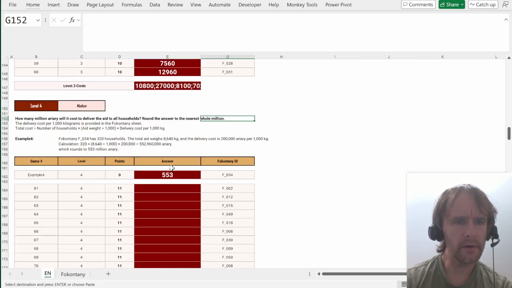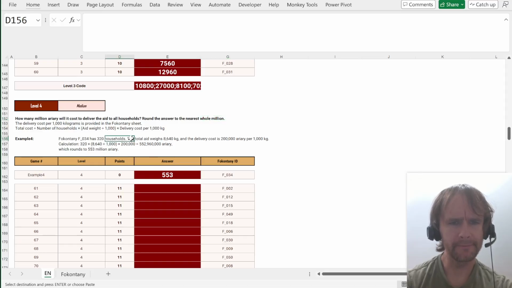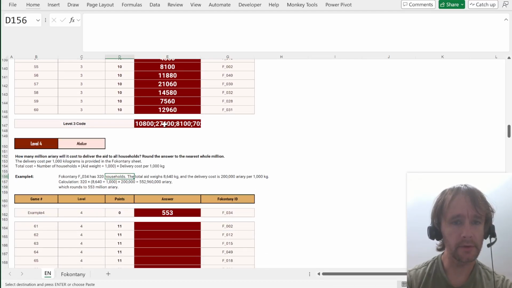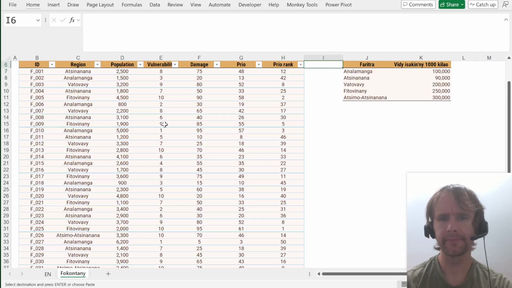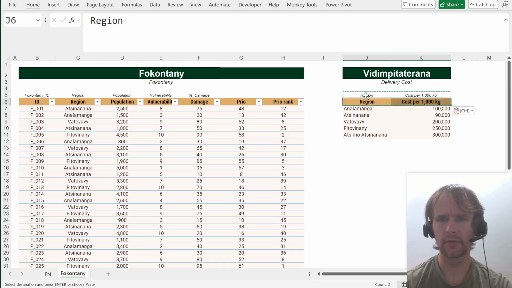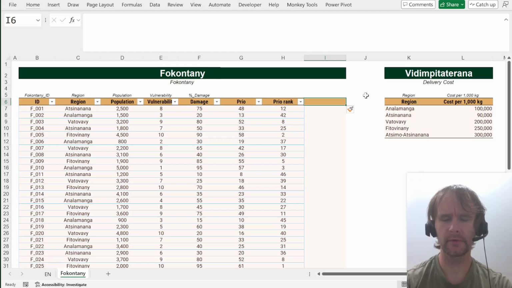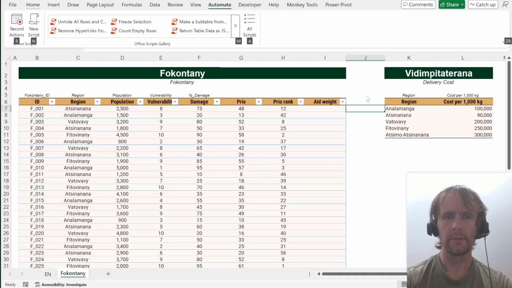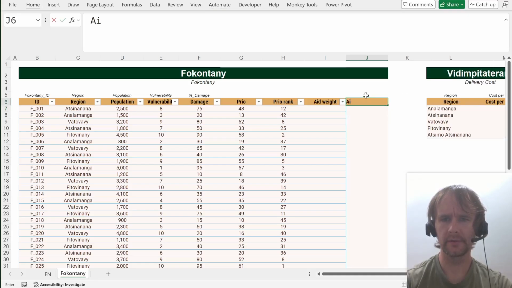How many million ariary will it cost to deliver the aid to all households, rounding the answer to the nearest whole million? Delivery cost per 1,000 kilograms is provided in the Fokontany sheet. Number of households times aid weight divided by 1,000 times delivery cost per 1,000 kilograms. Okay. Gotcha. Okay. So aid weight. Aid cost. Delivery cost.